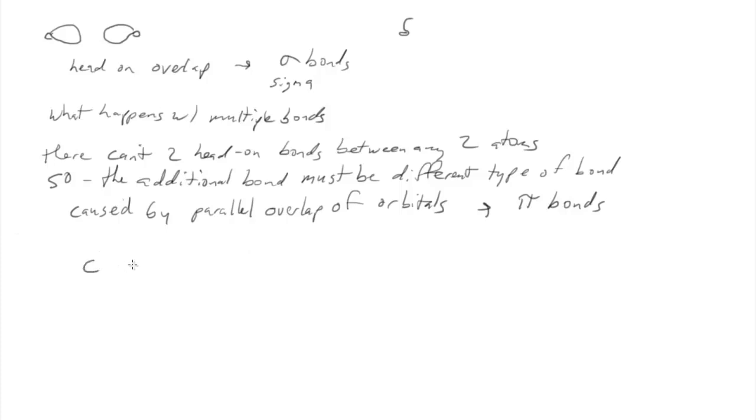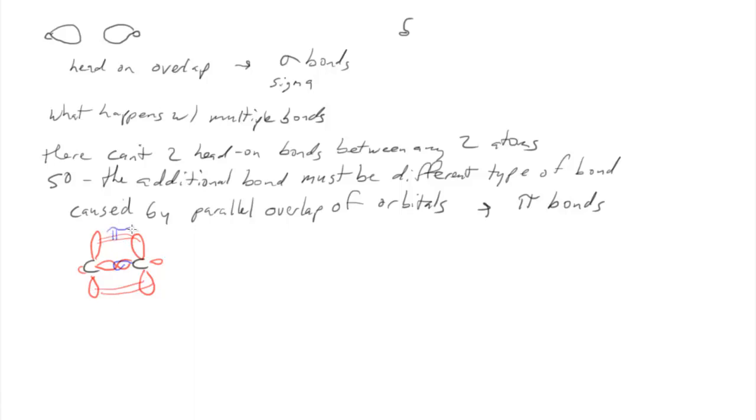So if I have 2 carbons and we've got head-on overlap going this direction, that's our sigma bond. We can have an empty p orbital. It has to be a p orbital, so that would be perpendicular to that. We can have an empty p orbital that can have parallel overlap. So here's our sigma bond, and up here is our pi bond.